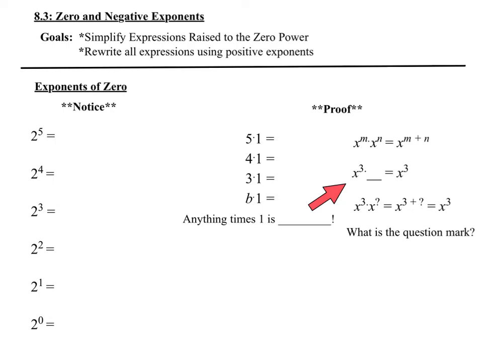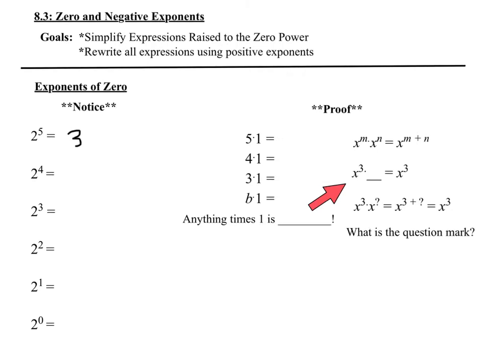So in this section, we're going to investigate expressions raised to the zero power, and then expressions that have negative exponents. First we're going to talk about the zero power by establishing a pattern and then proving why that pattern works. So 2 to the 5th would mean to do 2 times 2 times 2 times 2 times 2, which would be 32.